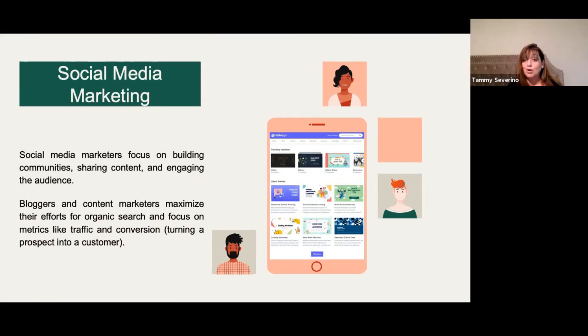Bloggers, content marketers, and so on, they maximize their efforts so that you can increase that organic search that we were just talking about. And they focus on metrics like traffic. How many people are they driving to your social media or driving to your website? And conversion, which is turning a prospect into a customer. So that's their focus. That's marketing.